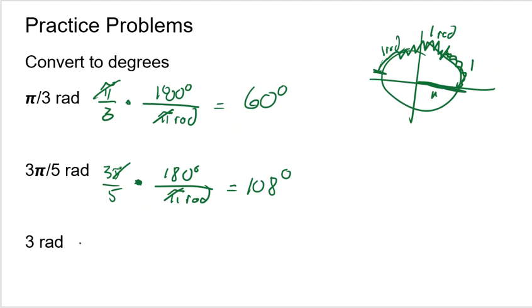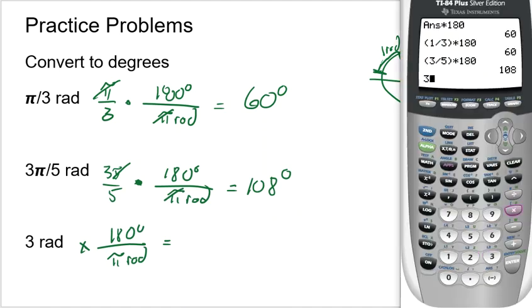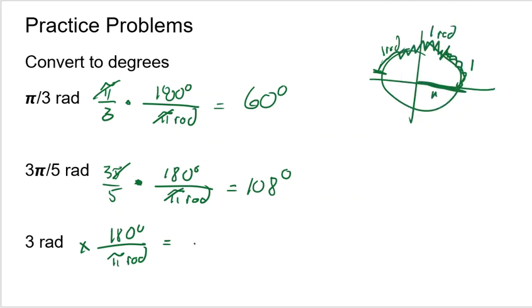So 3 radians. So once again, I still want the pi radians in the bottom because I want it to cancel out. And on top, I have 180 degrees. All right, so if I multiply this, I'm going to do 3 times 180. Again, I can't cancel out the pi. The previous two problems, the pi did cancel. Here, the pi doesn't cancel. So I'm going to go to my calculator. 3 times 180 is 540. So the exact answer would be 540 divided by pi degrees.